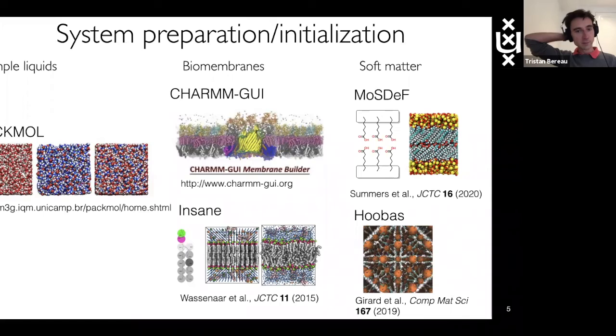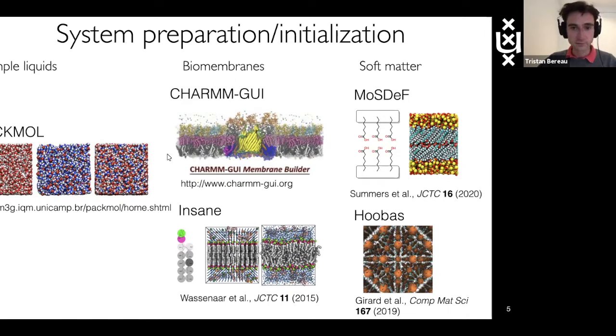First of all, the system preparation. There's been a number of schemes that have come up over the years to try to prepare samples without having to do this by hand, in an automated way. The simplest of scripts, and very useful, is called PackMol, which allows you to generate simple liquids. It even allows you to build interfaces of liquids.